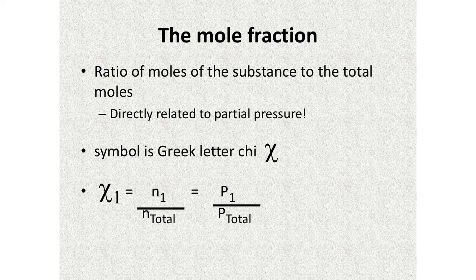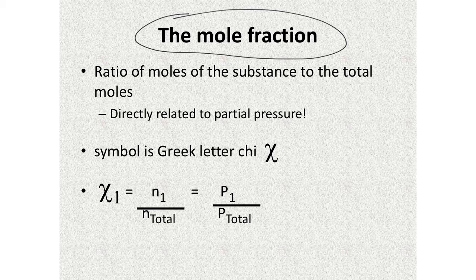Some of you may have been thinking there has to be a simpler way to do this because we know that the pressure is going to be proportional to the number of moles, because the more moles that we have in the system, the more molecules, more collisions with the walls of the container, therefore the higher pressure. So that brings us to the mole fraction, where we look at a ratio of the moles of the substance to the total number of moles. We use the Greek letter chi to represent that.